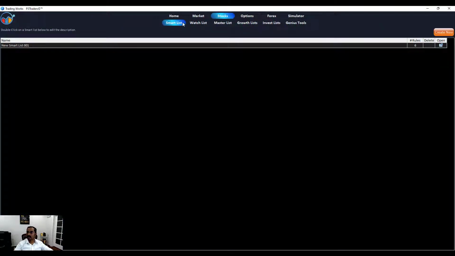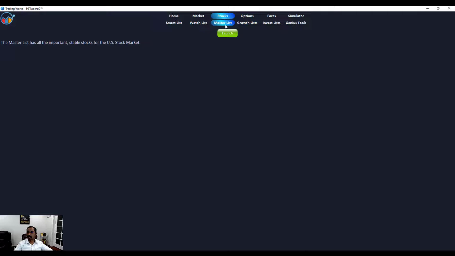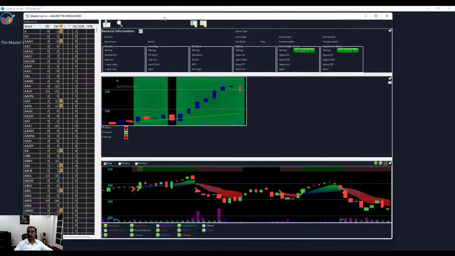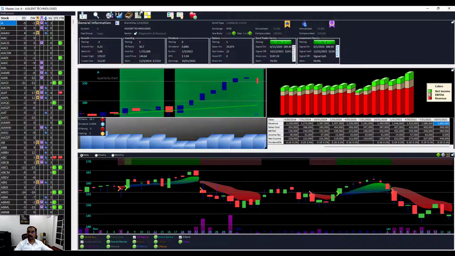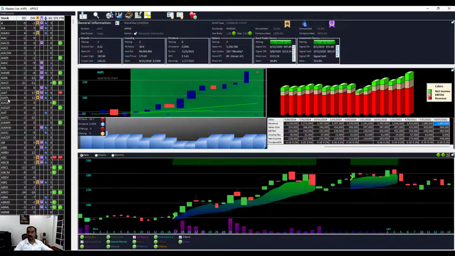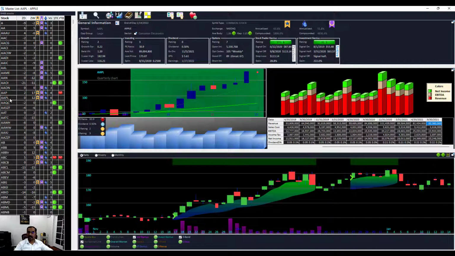Let's get into the stocks. So how can you analyze your stock, right? Get into this master list, and when you expand it, we have almost 9,500 stocks that we are tracking. And say for example, if you go to Apple, this particular window will give you not only the technical analysis but also the fundamental analysis.